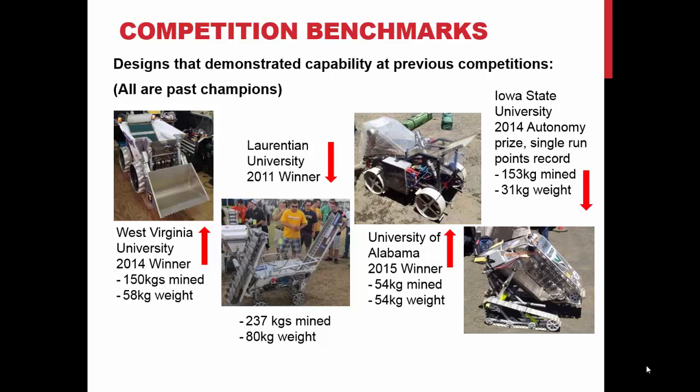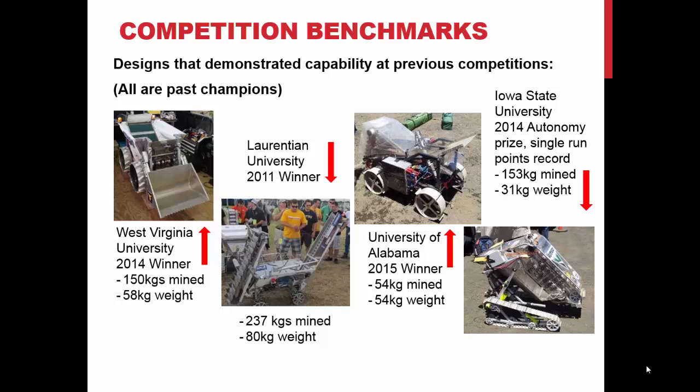Now let's take a look at the competition. These are designs that have demonstrated capability at previous competitions. These are all past champions. We've identified 4 of the best here: West Virginia University, Laurentian University, University of Alabama, and Iowa State University. We've also noted what year they won and some characteristics that made these designs winners.